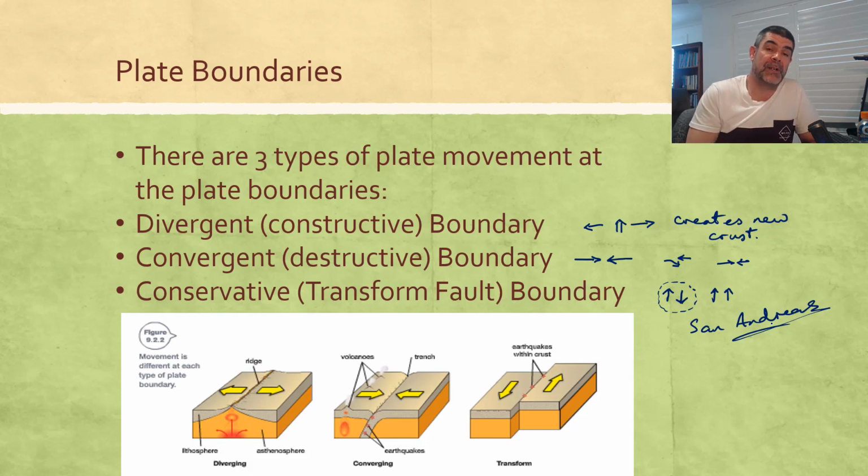So each of these has been very briefly represented diagrammatically on this slide. You can see where two plates are moving apart from one another, as they are here. This is divergent. When they're coming together, it's convergent, and when they're going past one another, then it's conservative. So that's the three different types of boundaries. Let's look at each one in a little more detail.